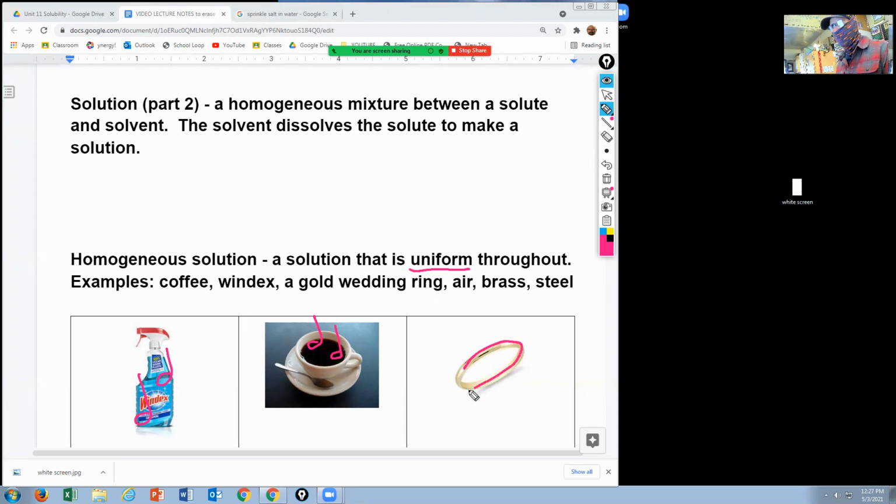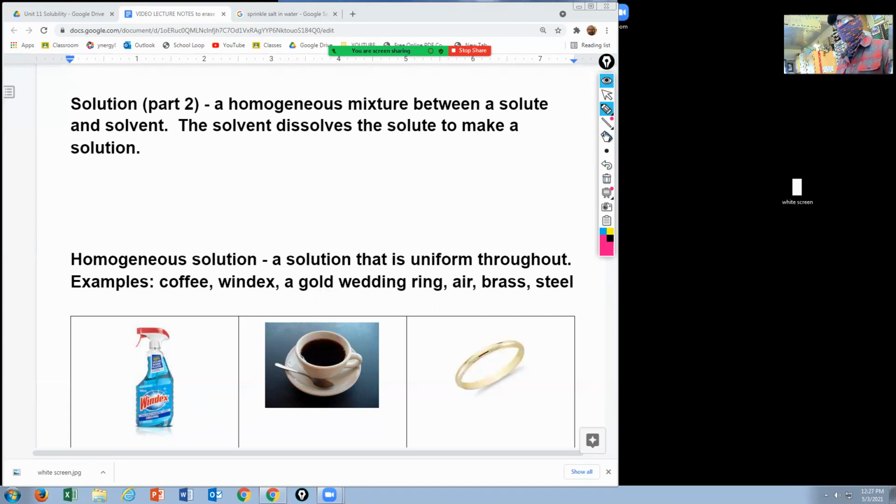And this gold ring is the same throughout. So some examples we just talked about were coffee, Windex, and a gold wedding ring. People can argue about whether or not air is homogeneous or not. And when we have our class discussion, I'm going to ask you whether you think air is homogeneous. Where do you think air is the same throughout the whole thing?